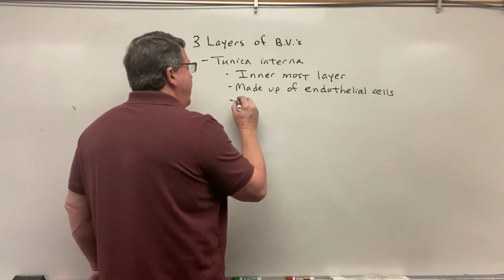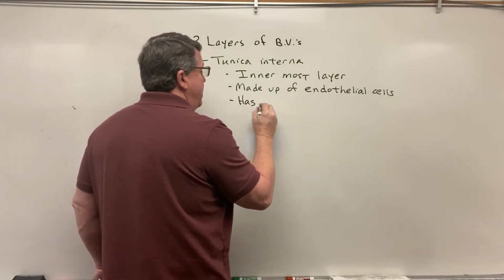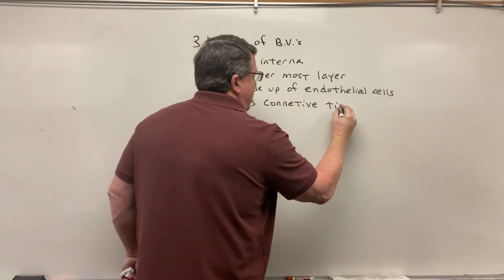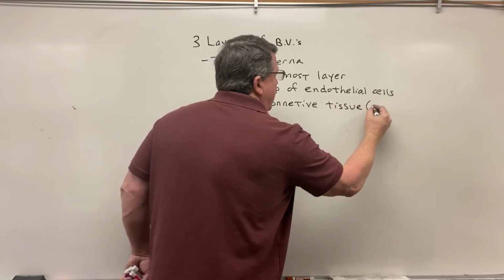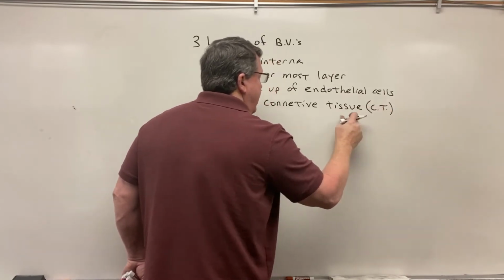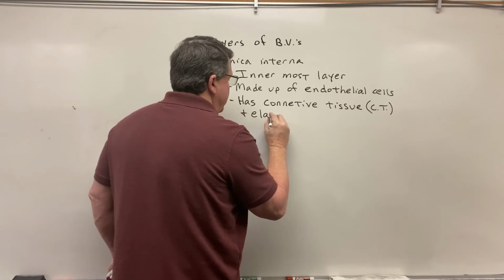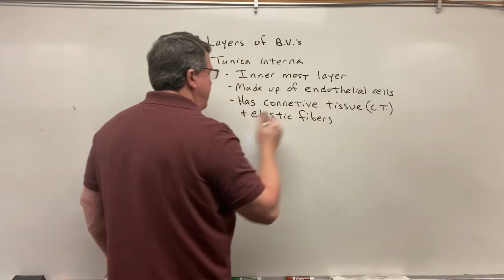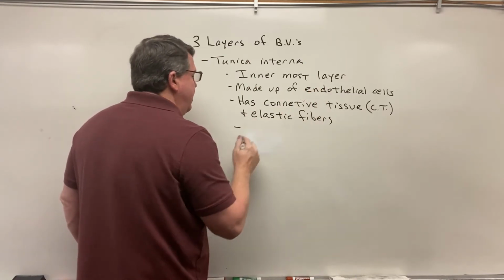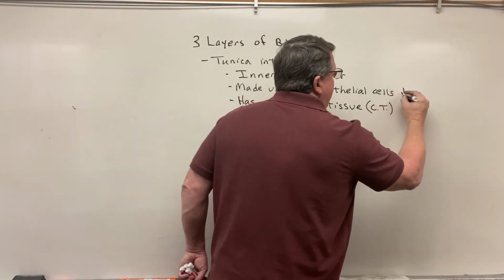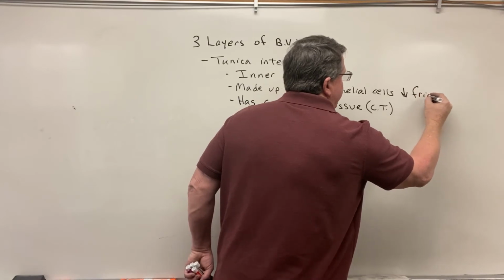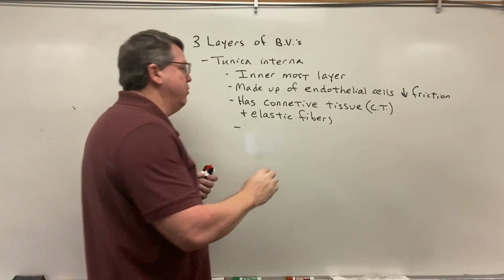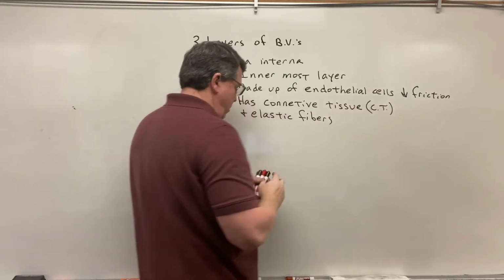Okay? It also has connective tissue, which I'm going to call CT because I'm going to talk about connective tissue again, and elastic fibers. All right, and then I'm just going to put this, I didn't put this in my other classes, the endothelial cells decrease friction. So what's going to happen now is my blood will be able to flow easier because the endothelial cells are in there.